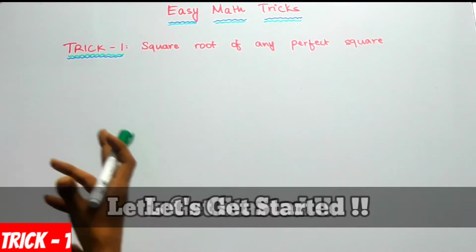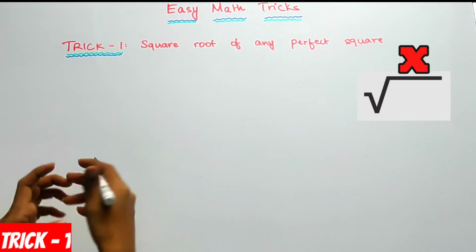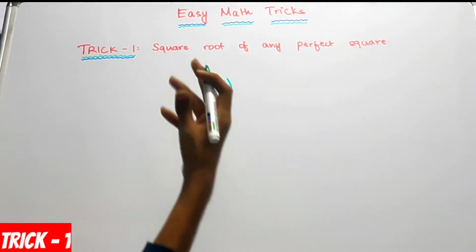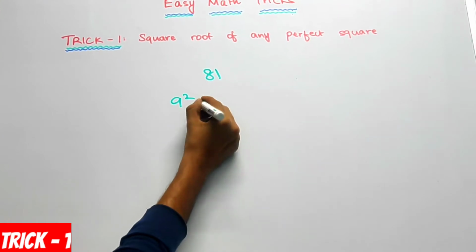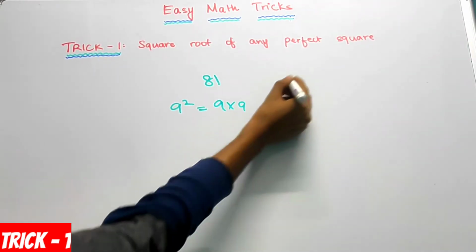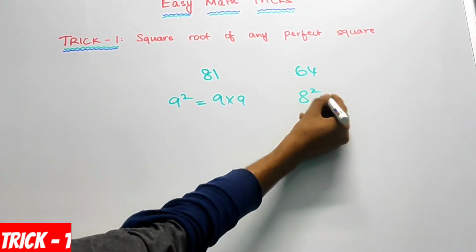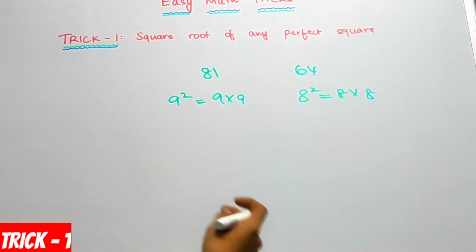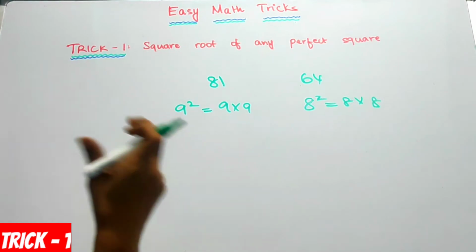Now let us start this video with trick number 1. This trick can help us find the square root of any perfect square. But what is a perfect square? Well, perfect squares are the numbers which can be represented in the following manner. Take the example of 81. 81 is represented as 9 square or 9 into 9. 64 can be represented as 8 square or 8 into 8. So any number that can be represented in this manner is regarded as a perfect square number.